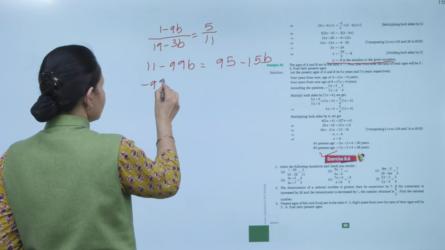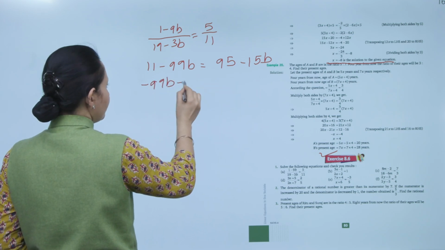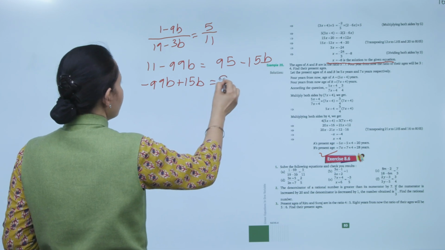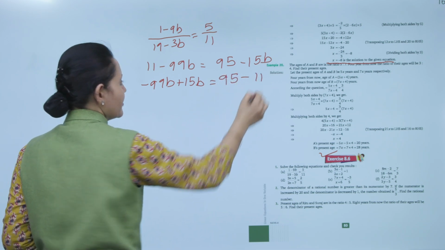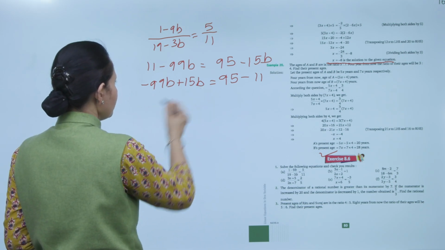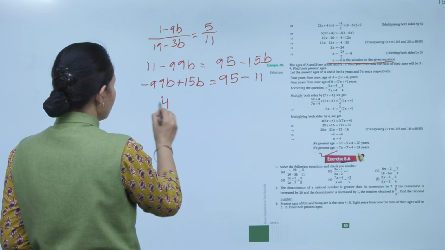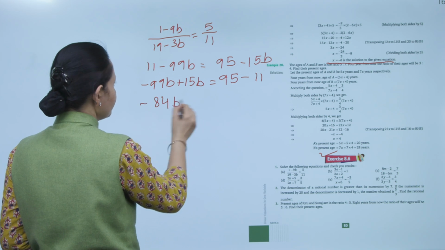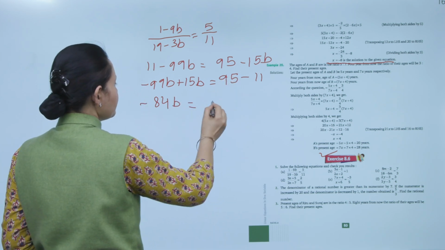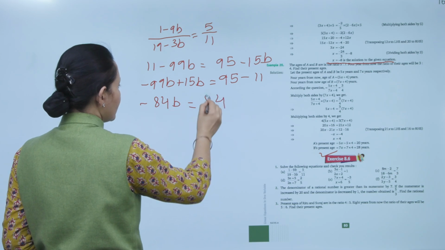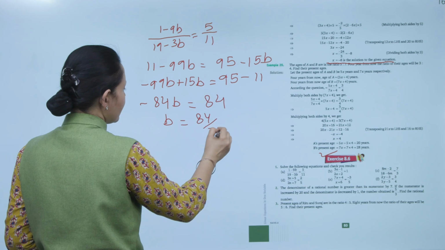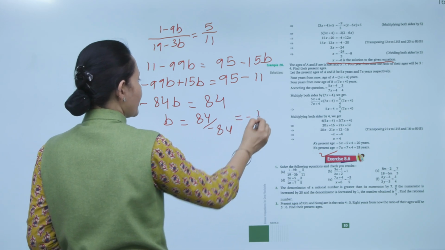Now minus 99b plus 15b equals 95 minus 11. Clear? So 99 में से हम 15 minus करेंगे, 9 minus 5 that is 4, and minus 84b, and 95 minus 11 is 84. So b equals 84 upon minus 84, so that is equal to minus 1.